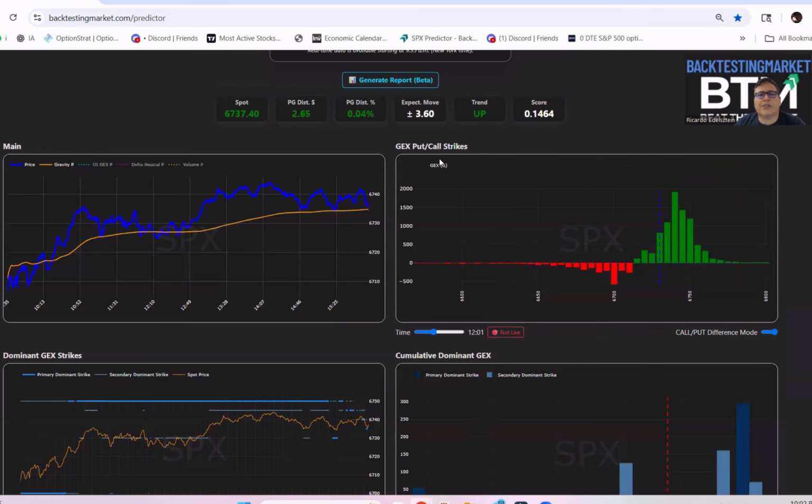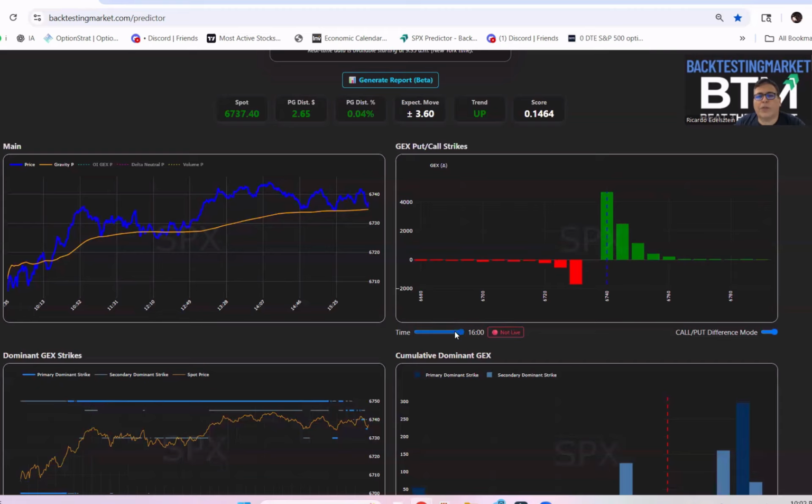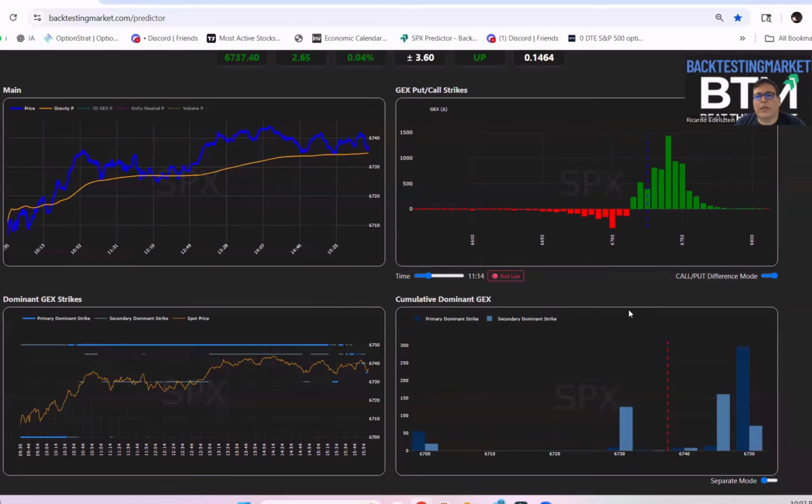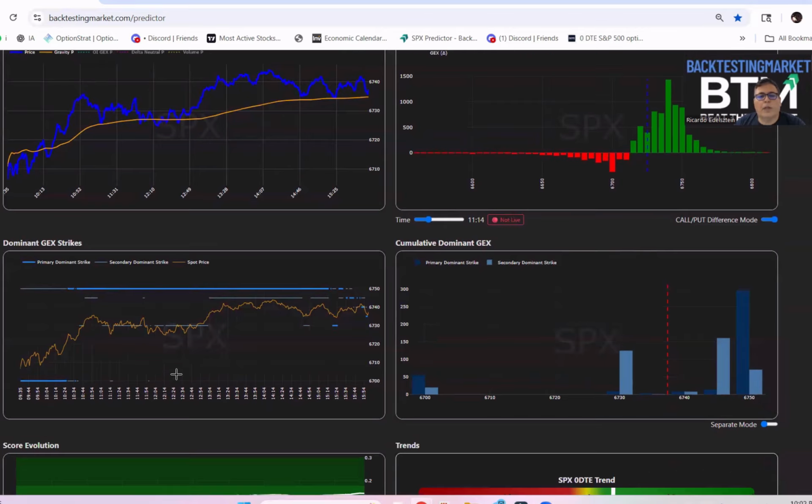The GEX strikes, or gamma exposure, shows where the gamma exposure is located, where the institutions are positioned, and where the market makers may need to hedge. You can move the time. Now the market is closed, but you can go back in time and check where the gamma was in a higher position. The dominant GEX strikes show cumulative position.